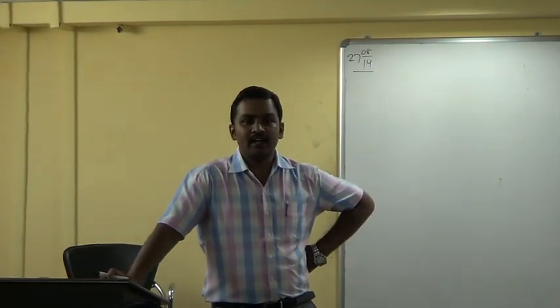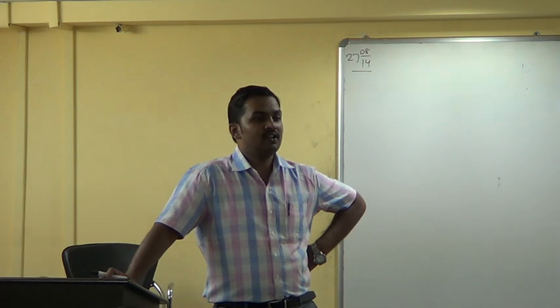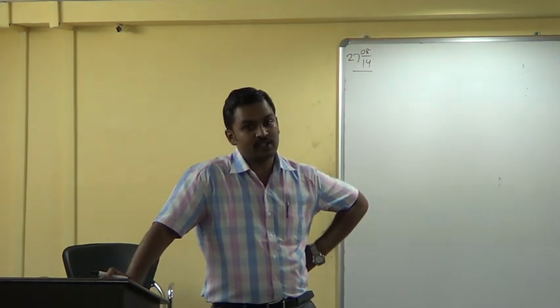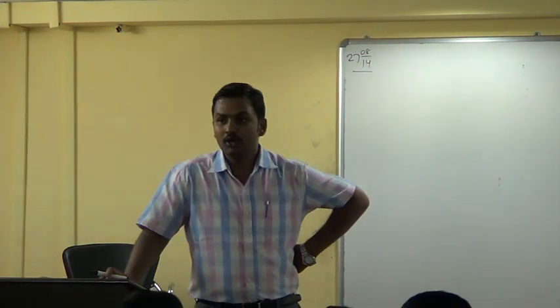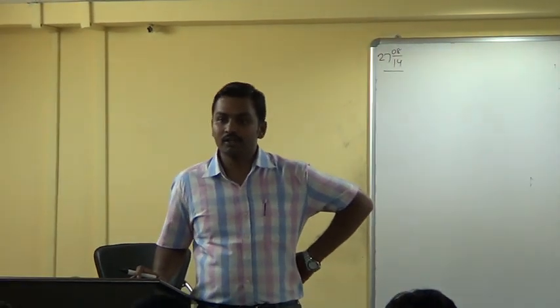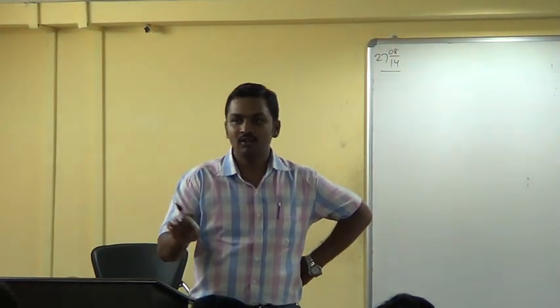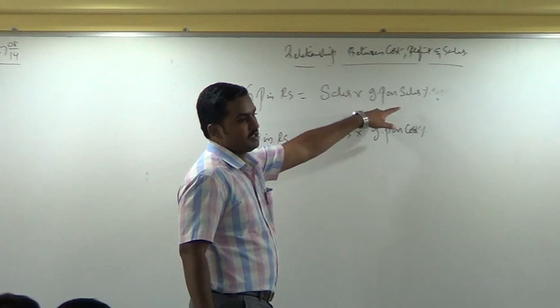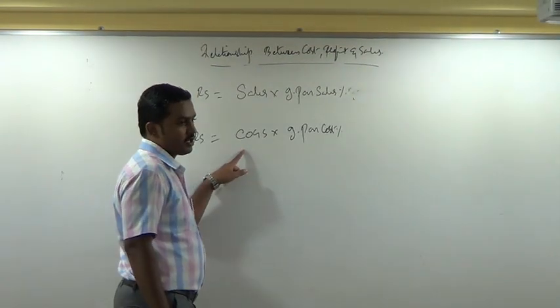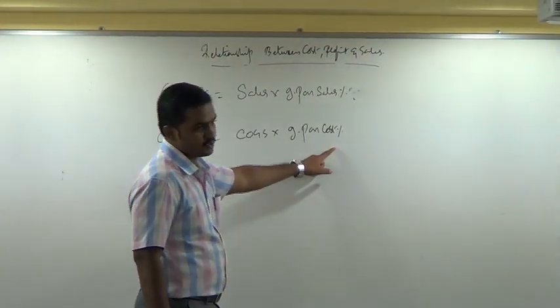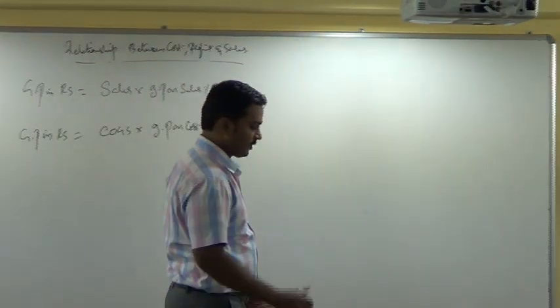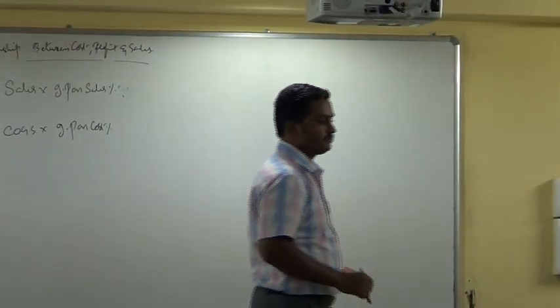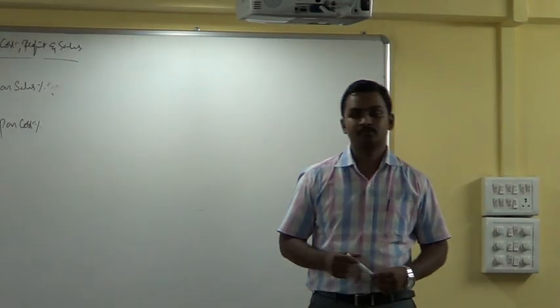So there are two ways of calculating gross profit in rupees. One, sales into gross profit on sales percentage, or two, cost of goods sold into gross profit percentage on cost. Either you multiply sales with profit on sales percentage, or you multiply cost with profit on cost percentage. Write down a problem.